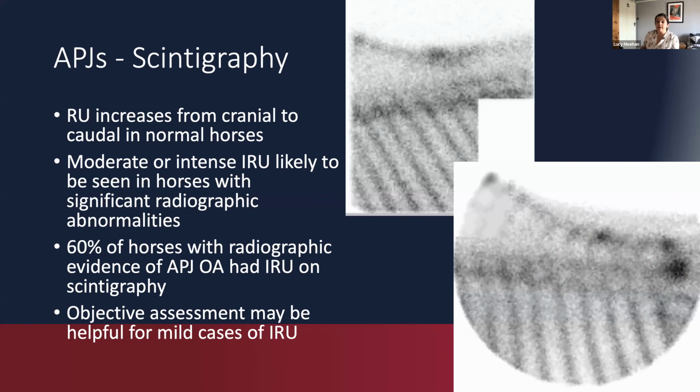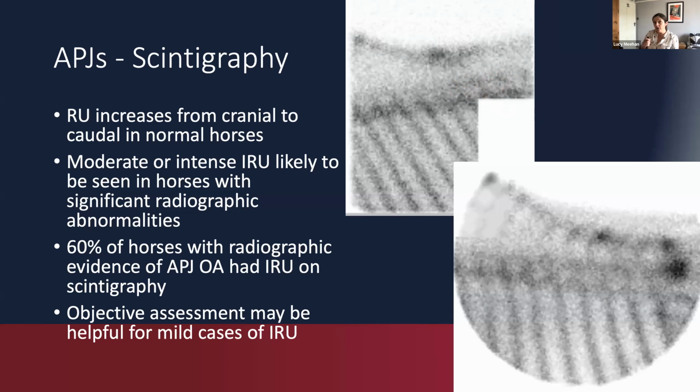So what the study that looked at scintigraphy told us was that moderate or intense radiopharmaceutical uptake in the articular process joint region was likely to be seen in horses with significant radiographic abnormalities. Only 60% of horses with radiographic evidence of abnormalities had increased radiopharmaceutical uptake, and the ones that were less likely to have increased radiopharmaceutical uptake were the ones with a milder grade of osteoarthritis on radiographs. And I think this is interesting, because I do wonder how many of these we slightly overlook, because we have this normal, expected pattern of increased uptake within the articular process joints.